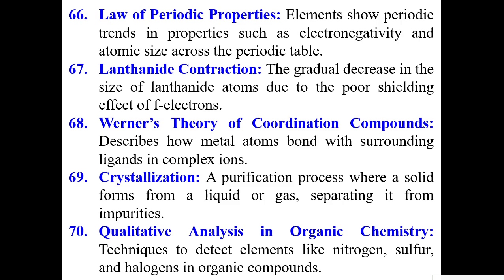So the gradual decrease in the size of the lanthanide atoms is due to poor shielding of f electrons.